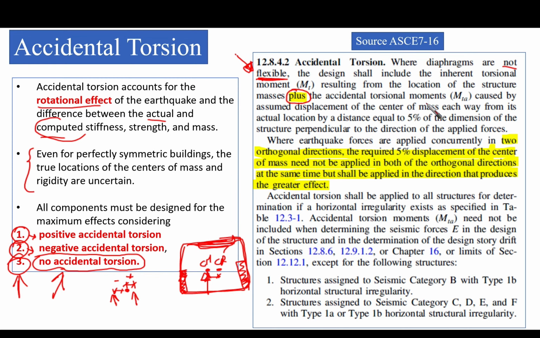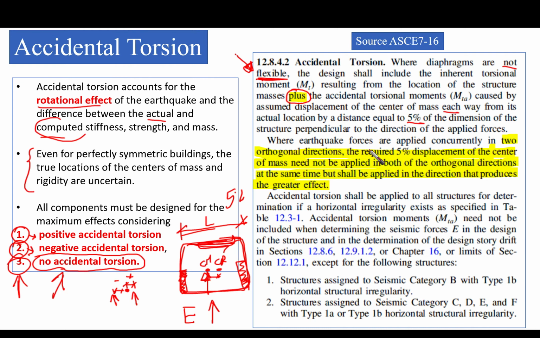The accidental torsion moments, MTA, are caused by assumed displacement of the center of mass each way from its actual location by a distance equal to 5% of the dimension of the structure perpendicular to the direction of the applied forces, which is the case we are talking about. If we have our earthquake load here, then we take 5% of this L. Okay, 5% of the length perpendicular to the force applied.